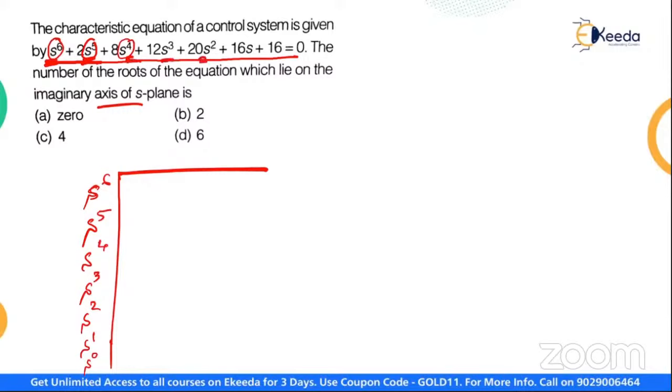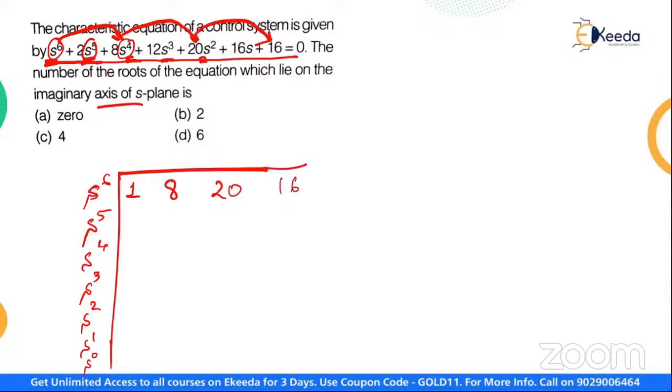So how do you write them? If you just see here, s to the power 6 has 1 as the coefficient, so it will come 1. After that, you take the alternate one, which is 8. So please take 8. After that, again the alternate one, which is 20. So please take 20. After that, the alternate one is 16. So please take 16.